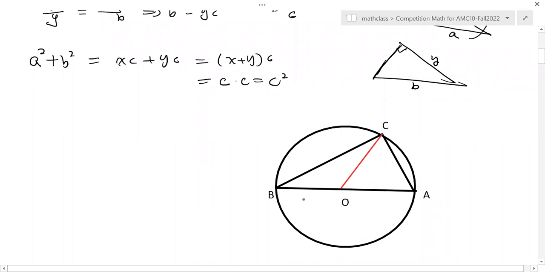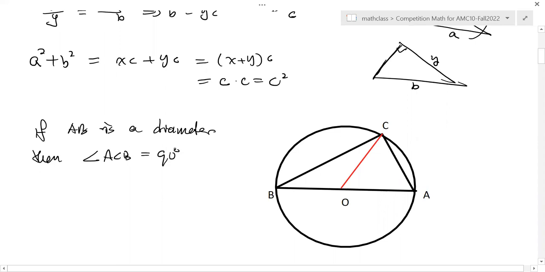If AB is the diameter of the circle, then triangle ABC is always a right triangle. So if AB is a diameter of the circle, then the angle ACB is going to be 90 degrees, so it's a right triangle always.